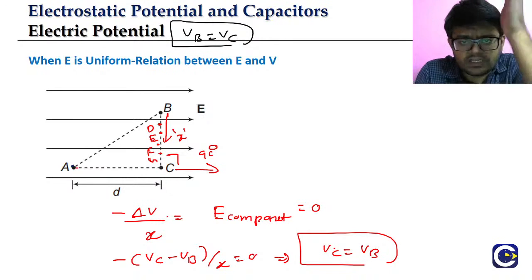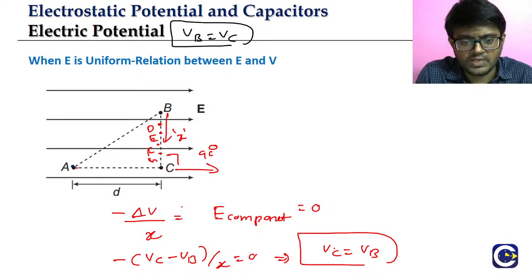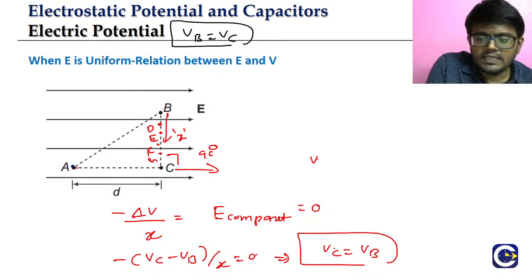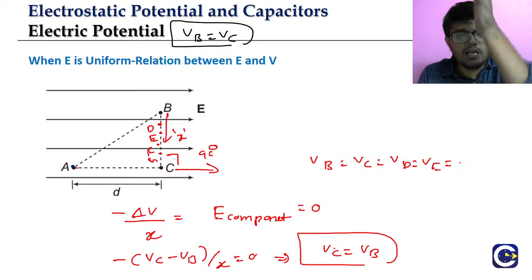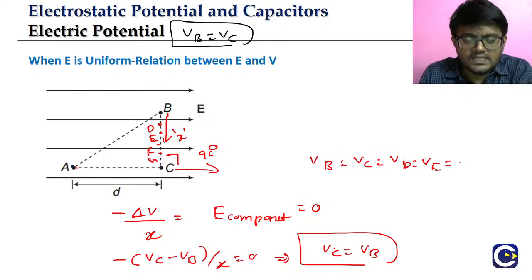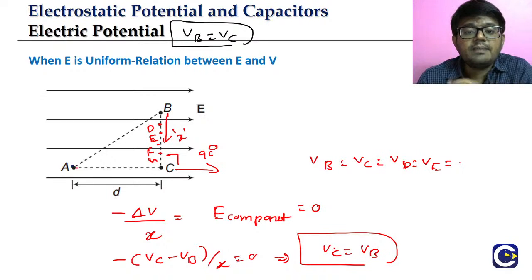All these points on that line, which is perpendicular to the electric field, will have the same potential. Which means the value of VB will be equal to VC, which will be equal to VD, which is equal to VE. If you draw a line or a surface perpendicular to the field lines, then that surface will have the same potential at each and every point.